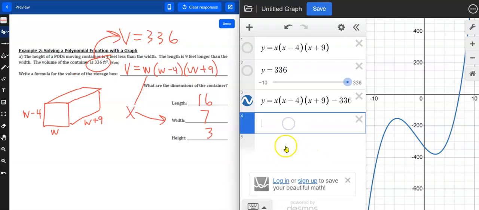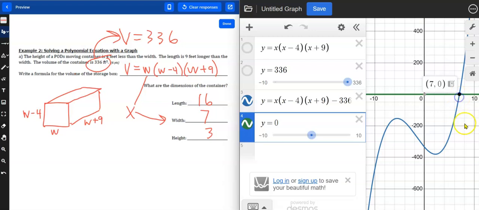In this case, I would be looking for when it equals 0. So in other words, I would want the x-intercept. So here's the x-axis. Here's the picture of the graph subtracting the 336. And look right there. There's the answer to the question. The width is 7. So that is a different way to do the same question.